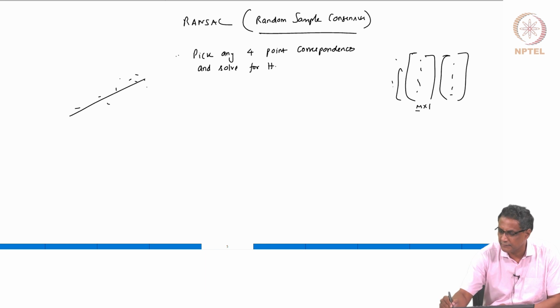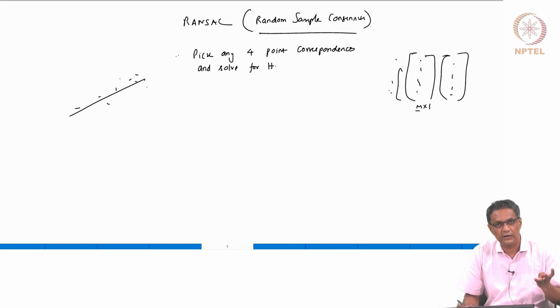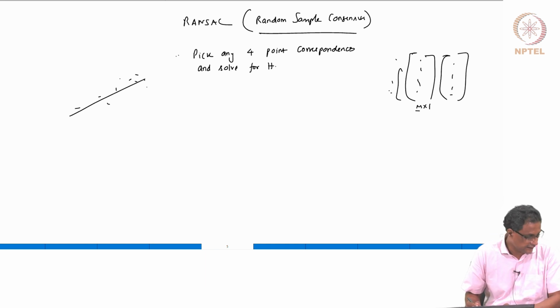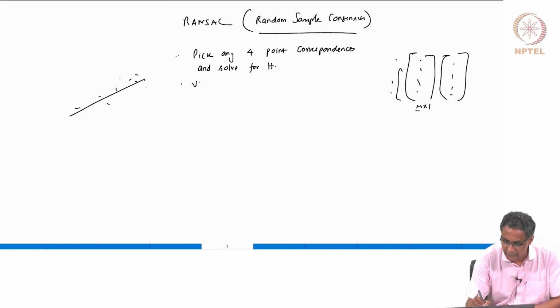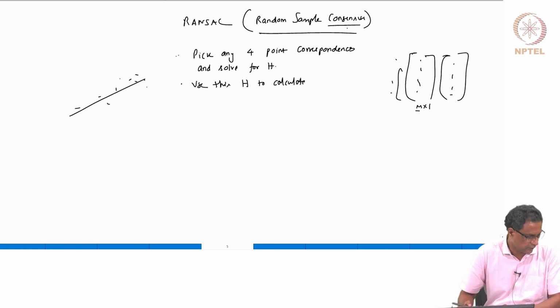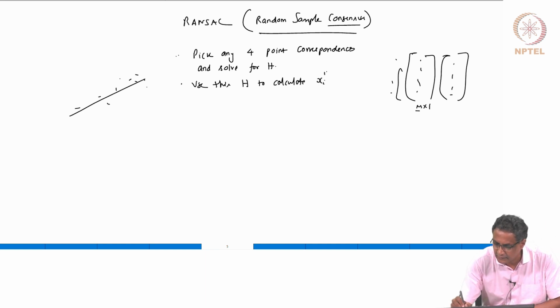You could have picked at random any 4, computed the homography, so you solve AH equal to 0, which we will see how to solve at the end. You can do SVD or something and get the H vector, which you reshape into a matrix H, and then apply it. Then what do you do? Use this H to calculate, and you should focus on the fact that there should be a consensus. It is like voting. So, use this H to calculate xi double dash equal to H xi.